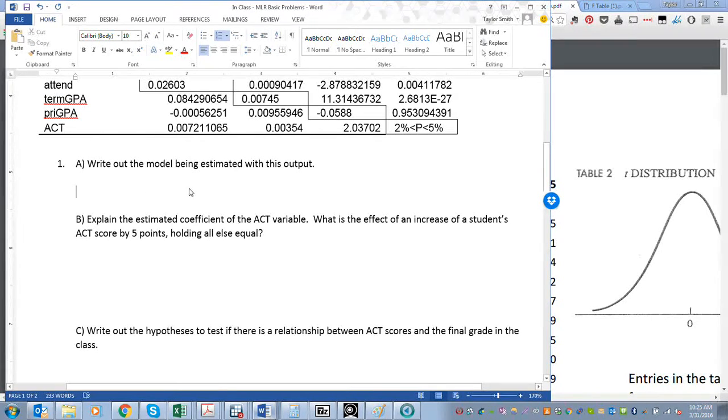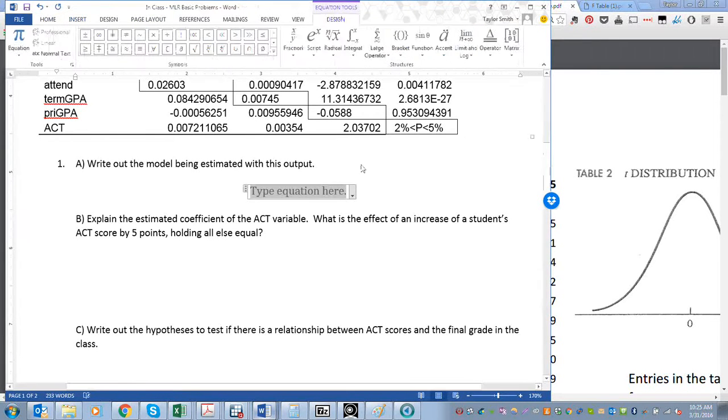Since we're in Word here, it's a little hard to do, so I'm going to use Word's equation editor to do that. But when you're doing it on the test, obviously you'll just do that by hand. So your population regression equation is y equals beta 0 plus beta 1 x1 plus beta 2 x2 plus beta 3 x3 on and on and on plus epsilon. Except in this case, instead of putting y's and x's, we're actually going to fill in the names of our variables. So remember, your y is your dependent variable.